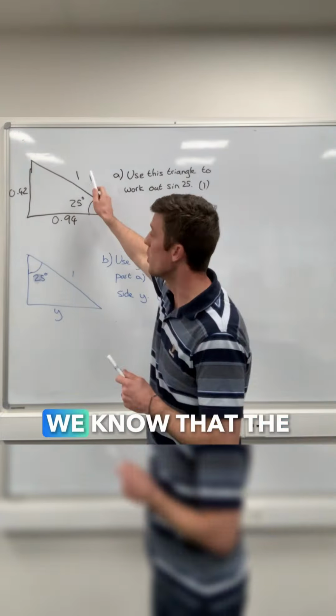Now, we're going to use that answer for part B. So that was a 1 mark question. So we got our 1 mark. So for a 2 mark question, that usually shows there's 2 steps. Well, the first step is to use your answer to part A to work out side B.